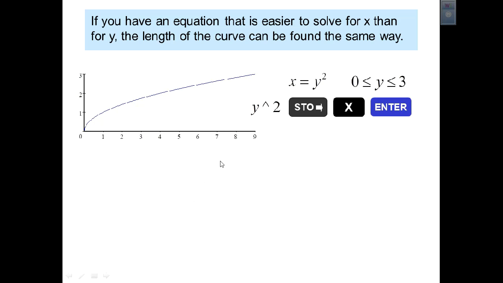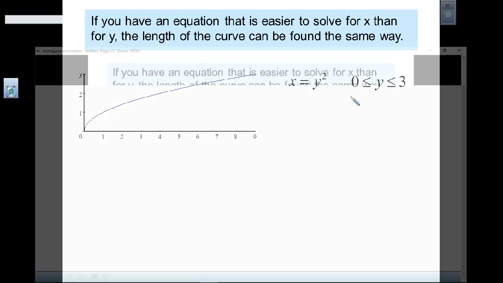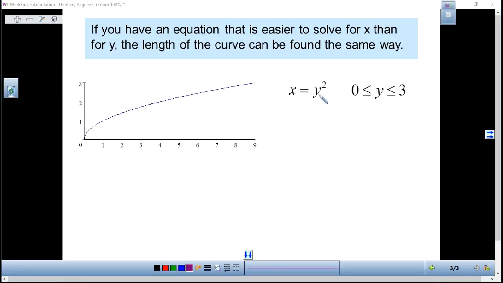Yeah, I don't like this. Hold on. Let me show you without doing that stuff. All right, so we know we've got x equals y squared. Well, the length we've talked about is going from a to b of the square root of 1 plus (dy/dx) quantity squared dx.